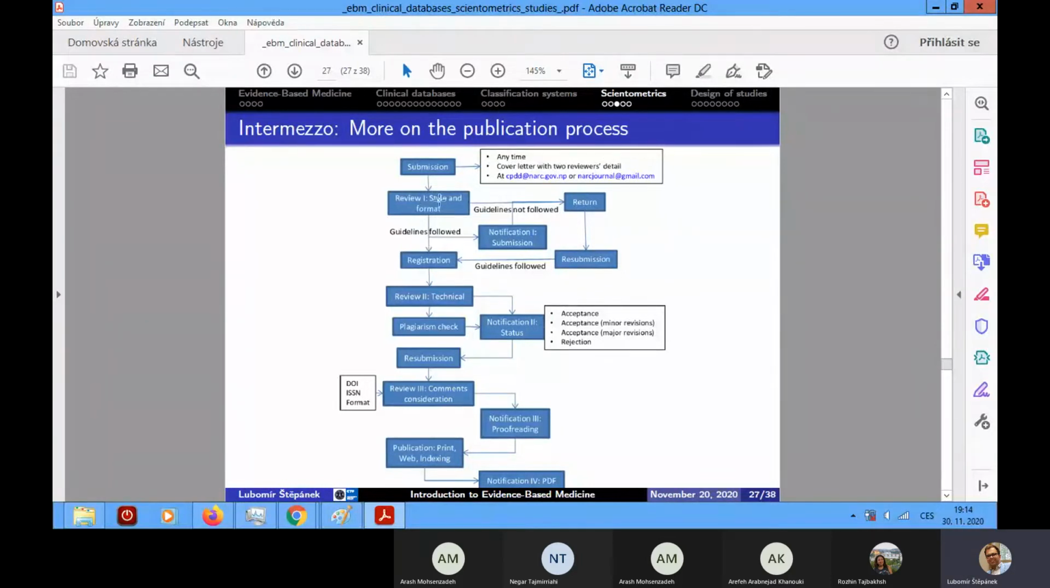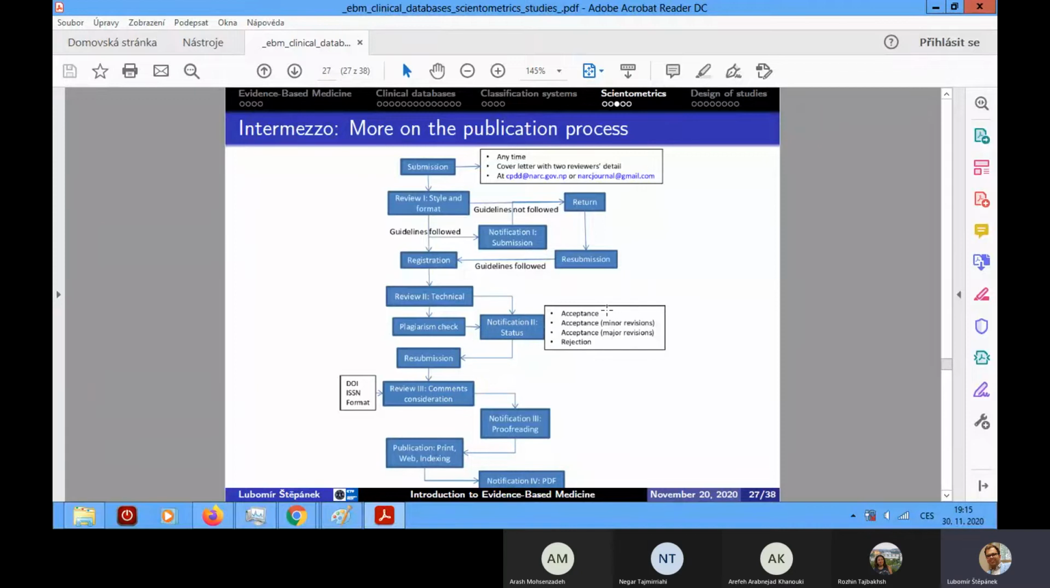Then there's a review of style and format. If there are some confusions or imperfections in style and format, it is going to be returned to you, and you can do a resubmission. Then the guidelines follow, and the paper is registered for review. Registration, then technical review, which means a plagiarism check. If there are no suspicions of plagiarism or auto-plagiarism, then there is a notification status, and there are 4 possible outcomes after this part.